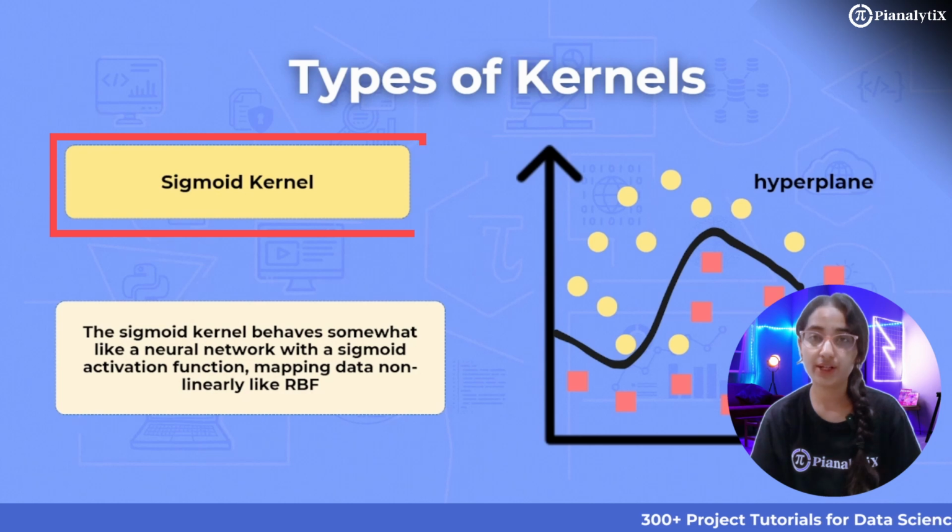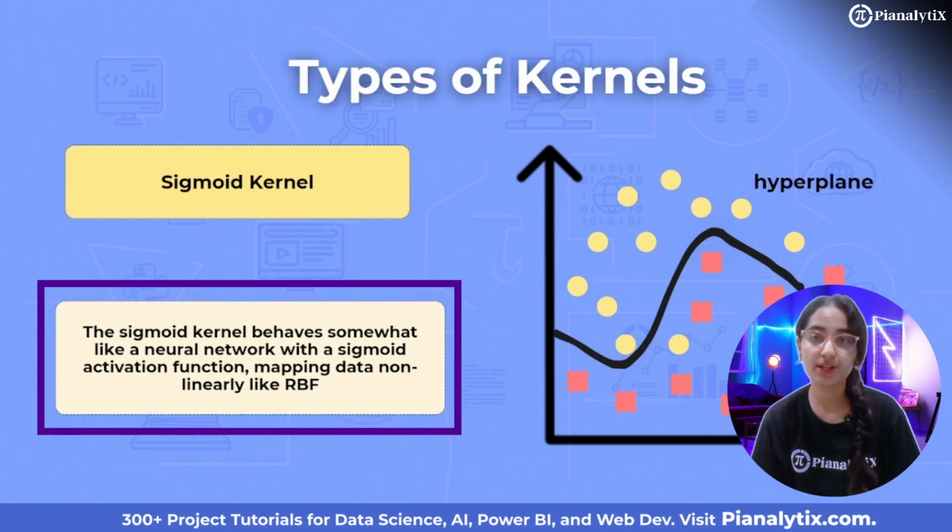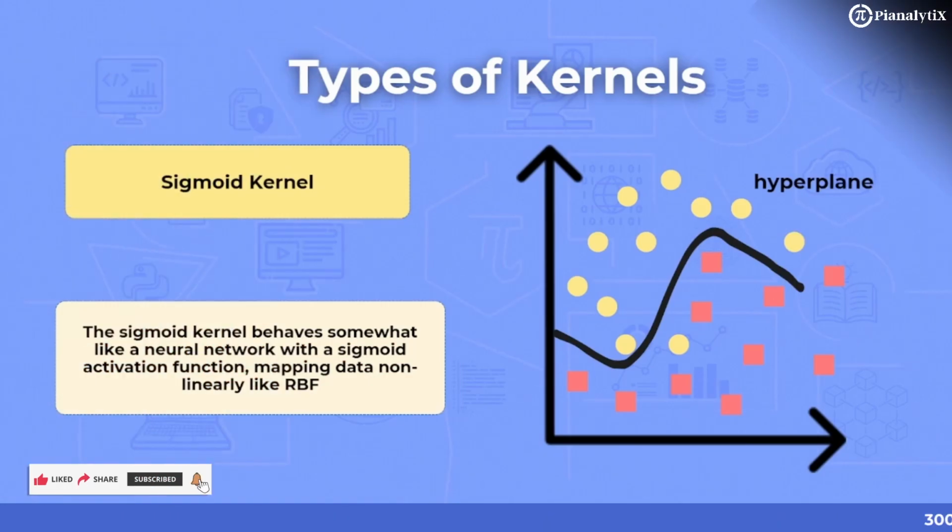Fourth, sigmoid kernel. Finally, the sigmoid kernel behaves similarly to the activation function in a neural network. It's not as widely used as RBF or polynomial, but it's an option for specific use cases, especially where the data might have a logistic regression type pattern.